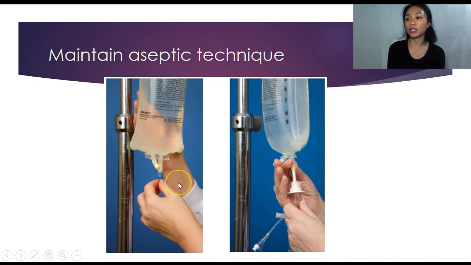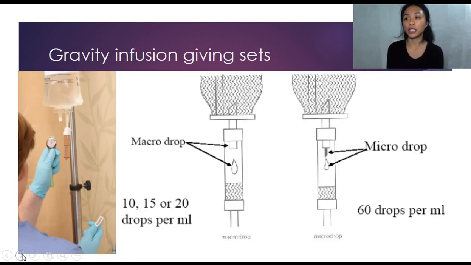Similarly, if the bag is already hanging, and that's how we spike the bag, we take off the cap or the lid from this port on the fluid bag, we take off the lid from the IV tubing spike, and we don't touch either of those ends. It's an aseptic non-touch technique.